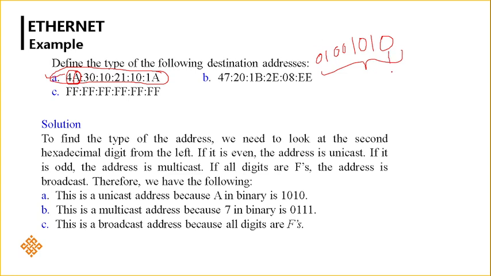So you just look at the least significant bit. If it is 0, then it is unicasting. That's what is written here. This is a unicast address because A in binary is 1010, so the least significant bit is 0.